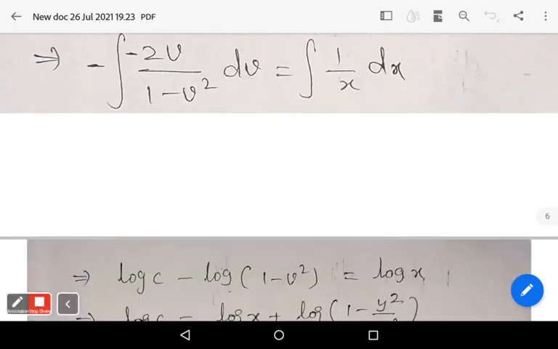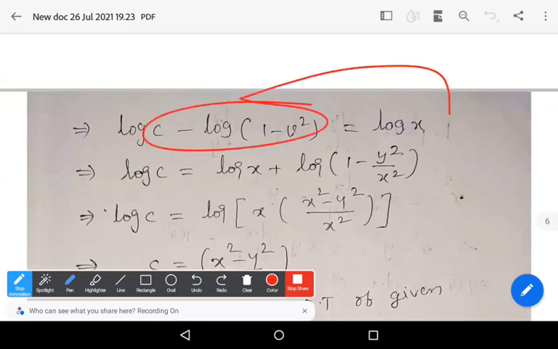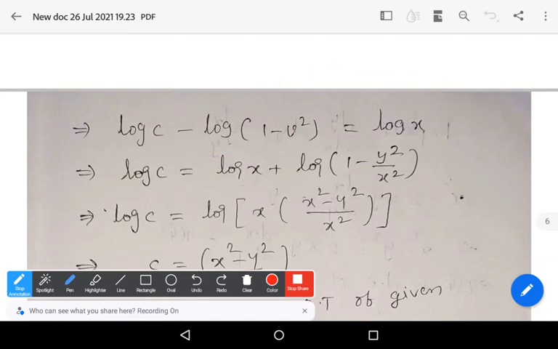That's it. So log c represents the integral constant. Log c minus log of 1 minus v square is equal to log x. Shifting this term to the right side, we get log x plus log of 1 minus y square by x square, because v is equal to y by x, y is equal to vx. What is v now?